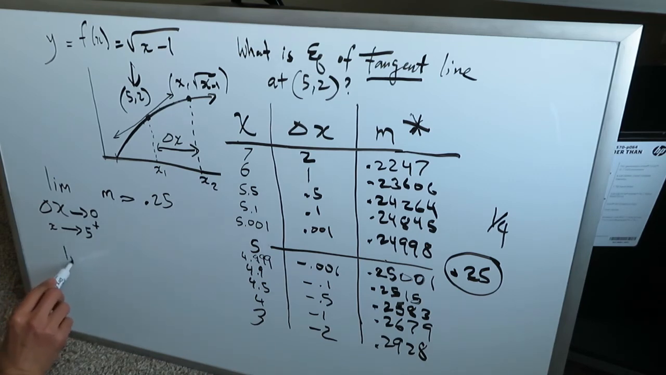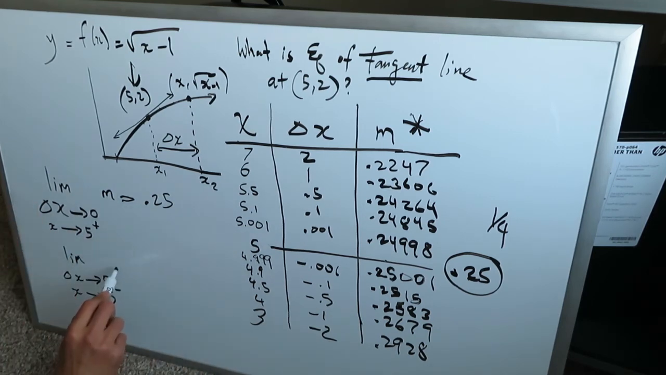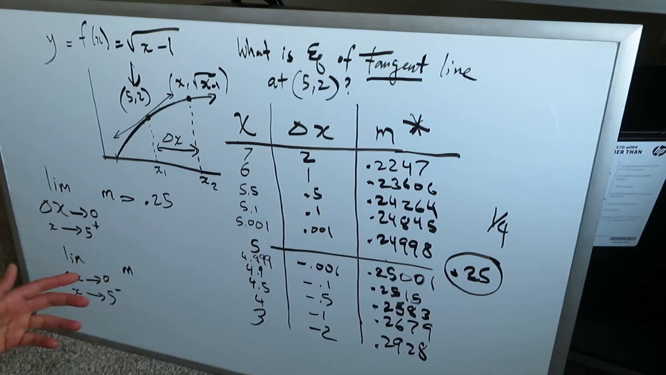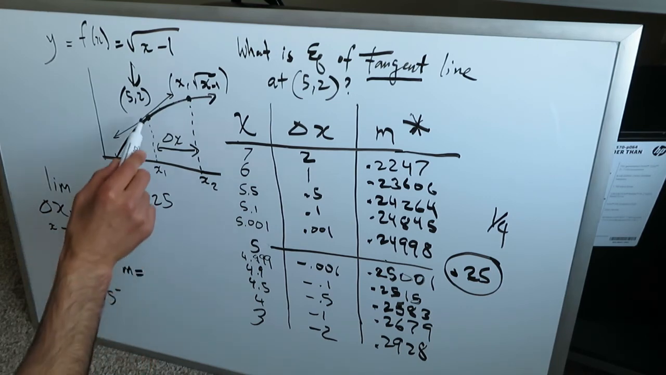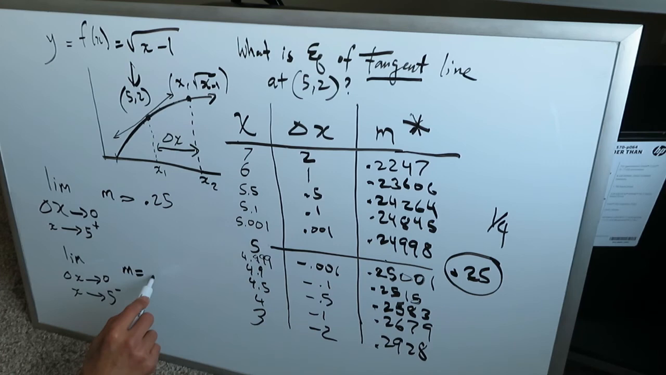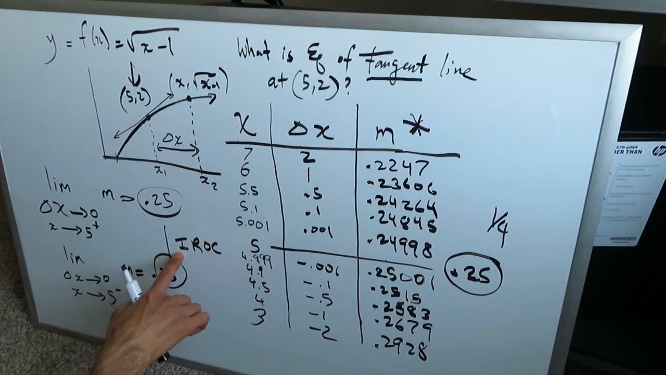Let's look at the other limit from the leftward side. Limit as delta x approaches 0, or let's just say as x values approach 5, but from the left. These are values approaching 5 from the left side. What happened to m, the slope, the average rate of change, the secant line? It became more and more closely approximated towards the tangent line. That is, the slope became more and more close to 0.25. That 0.25 represents our instantaneous rate of change, IROC, which is the slope of a tangent line.